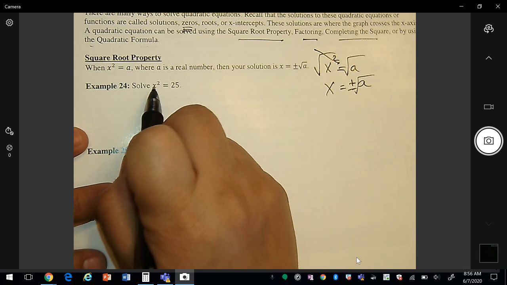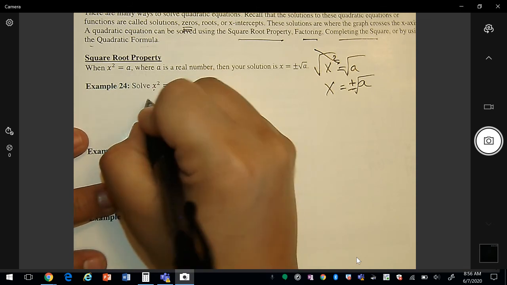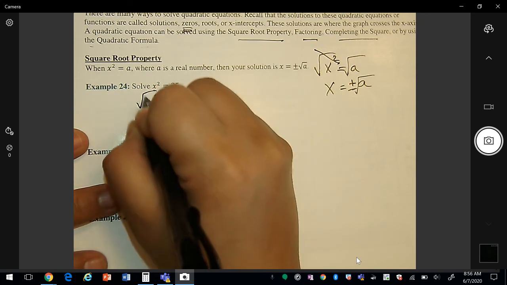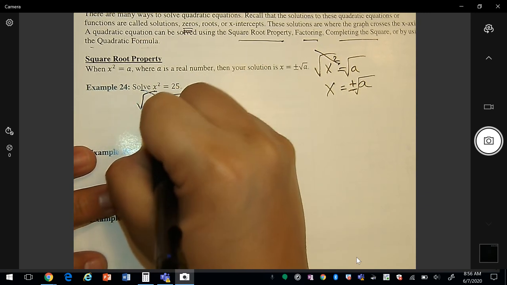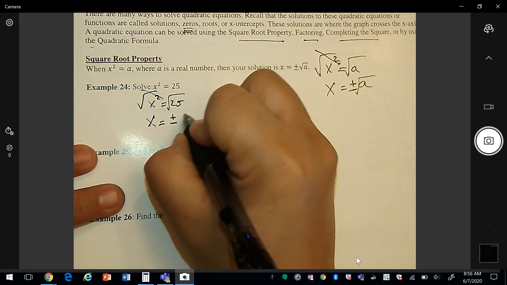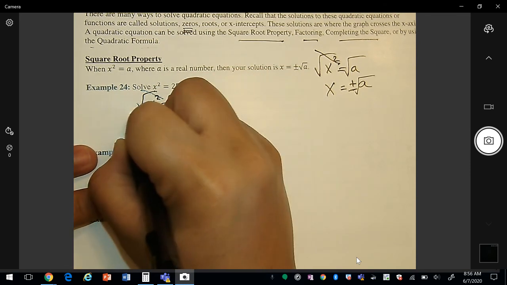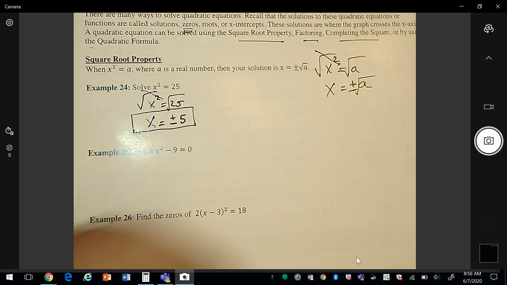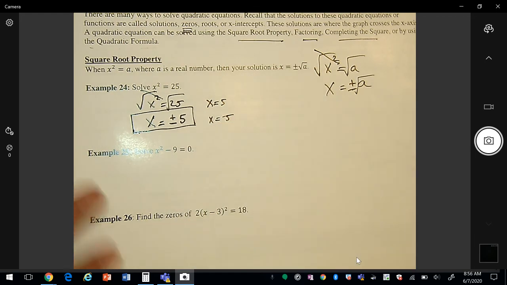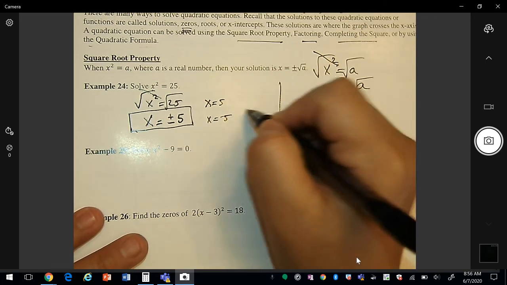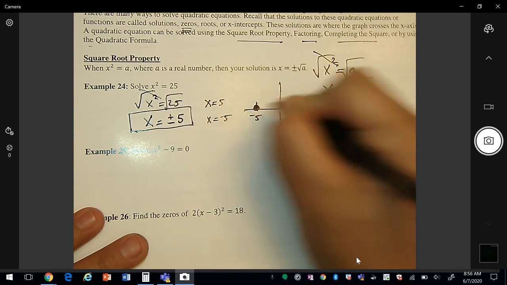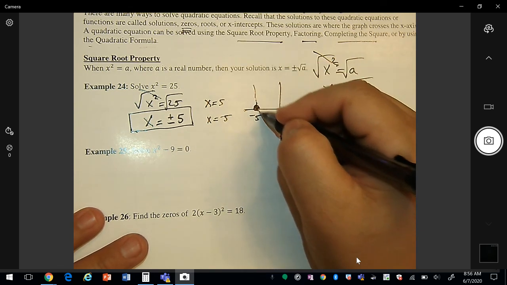So the first thing you want to do is make sure x squared is by itself, which it is. So then we can take the square root on both sides. Square root and the square cancel. We use the positive and negative solution, and the square root of 25 is 5. So my two answers here are x equals 5 and x equals negative 5. And again, all that means is that if you graph, the graph is going to cross through the x-axis.